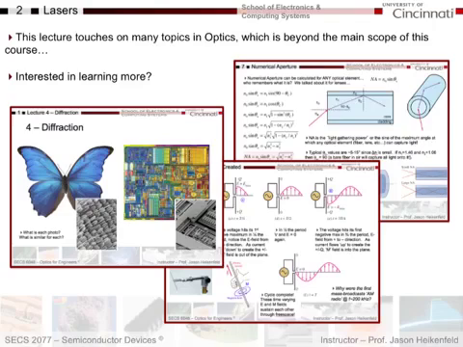A little bit more on this general area. This lecture is going to start to touch on topics in optics, which is beyond the main scope of this course. If you're interested in learning more on this topic, I offer a course next year for seniors called Optics for Engineers. It's a combination lab and lecture course. So if you think that you'd like to learn more about optics and electro-optics, then I encourage you to consider taking this course as well.